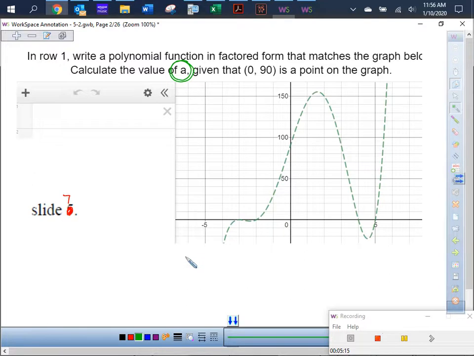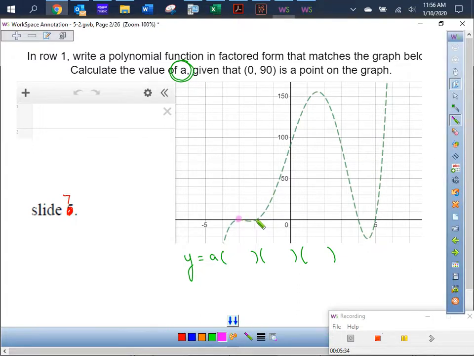You don't need to write this down, but factored form of a polynomial will be like y equals some A value times all these different parentheses. It depends on how many x-intercepts you have. You can see that this graph in particular has 4 different x-intercepts at these pink spots. It doesn't matter about them touching or crossing at this point. There's just 4 different x-intercepts. That means I need 4 sets of parentheses. However many x-intercepts, we'll need that many parentheses.